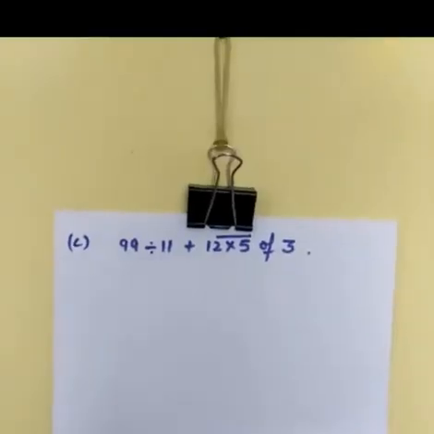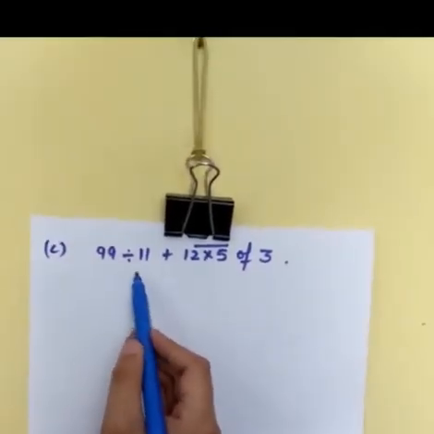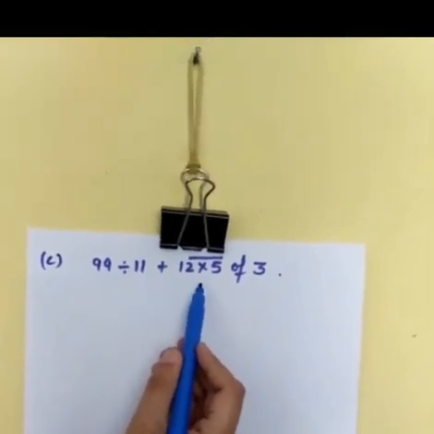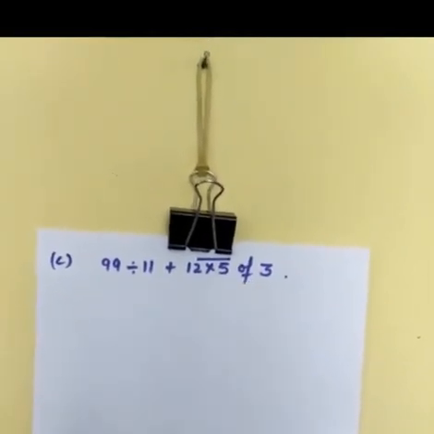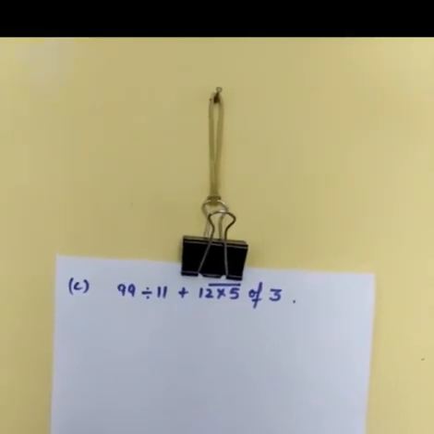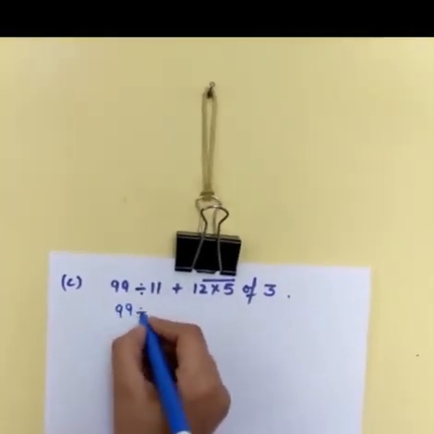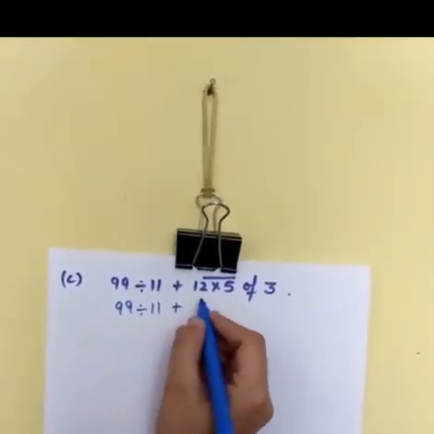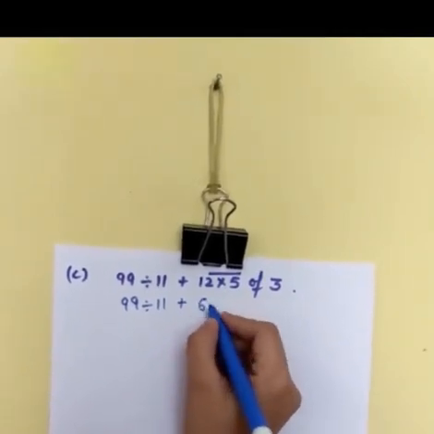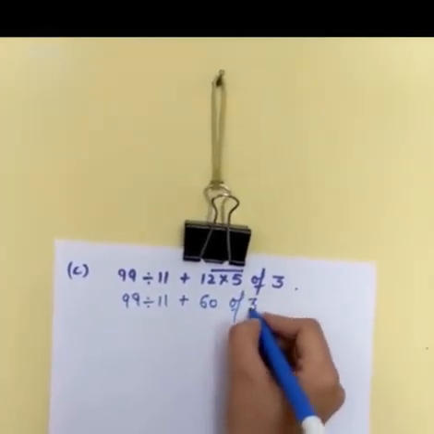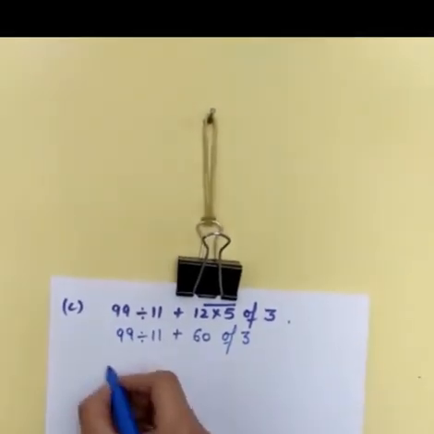So next question is 99 divided by 11 plus 12 multiplied by 5 bar bracket of 3. So firstly we will solve this bar bracket and copy down the same. So 12 multiplied by 5 is 60 and we will copy down the same. After brackets we will solve of.